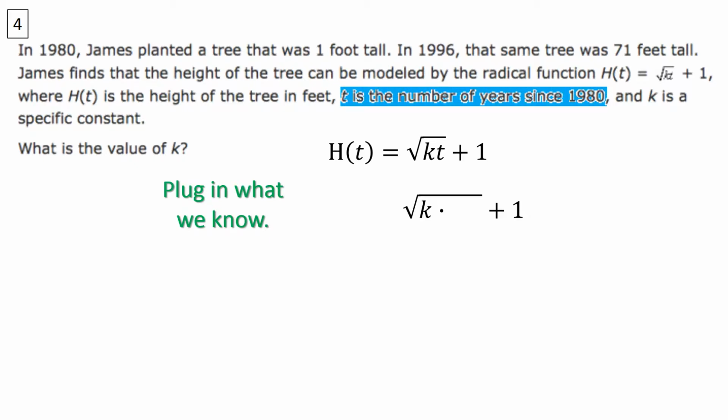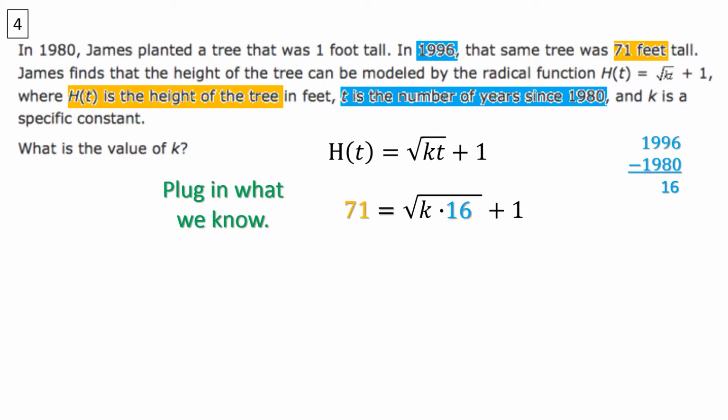We know that t is the number of years since 1980, and we're talking about 1996. So how many years is that? Well, a little subtraction, we get 16 years. That's what we plug in for t. Now, at the same time, in 1996, how tall was the tree? Well, h of t is the height of the tree, and that is 71 feet. So wherever we've got h of t, we're going to put that 71 feet in. It's just about plugging those in and, of course, solving for what's left.